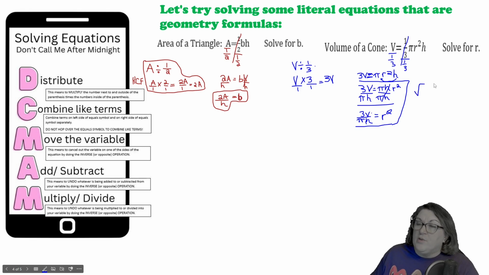So if I do the square root of this side, nothing's going to change. I'm just going to have that little square root symbol over it because I don't have the values. So I can't really find the square roots of all those. And if I find the square root of r squared, it will become an r because r times r is r squared, right? So basically this is my answer. R is equal to the square root of 3 times v over pi times h.